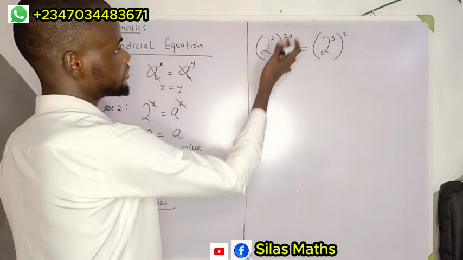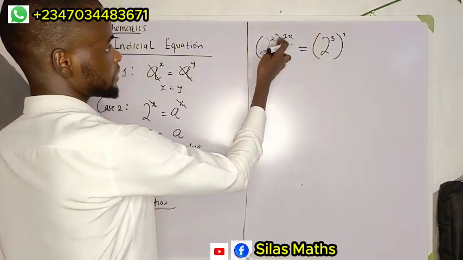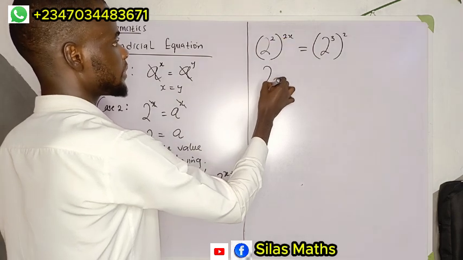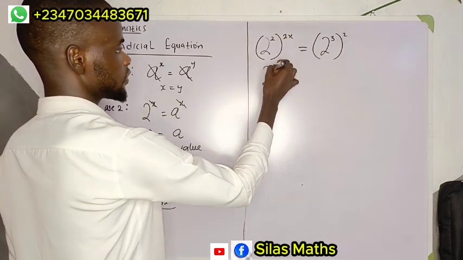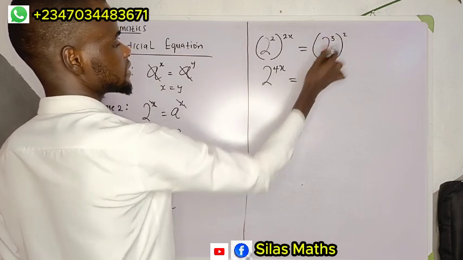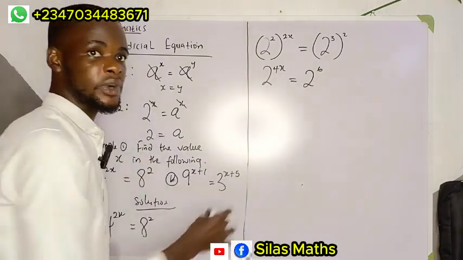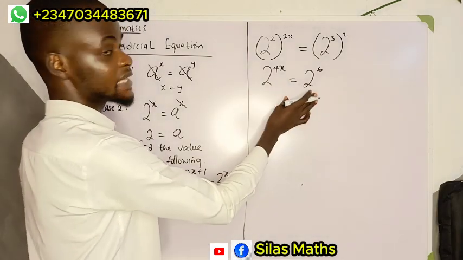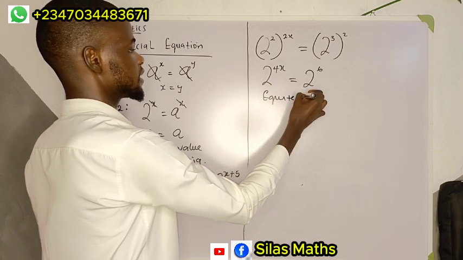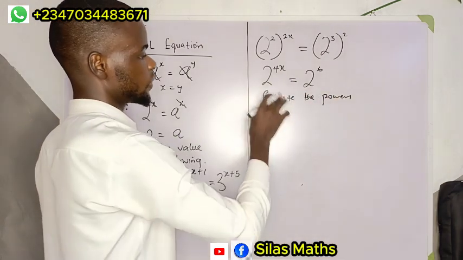Simplifying further, remember we apply the power law that states we multiply their powers. So this will multiply this. I have 2 to the power of 2x times 2, which gives us 4x, equal to 2 times 3, which gives me 2 to the power of 6. At this point, their bases are the same, so what we'll do is equate the powers.